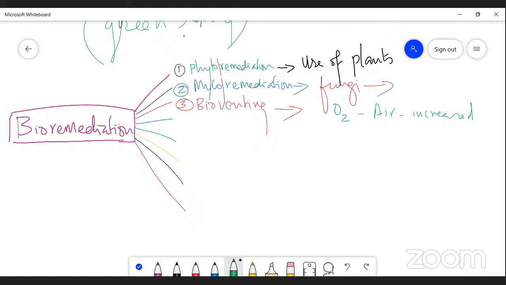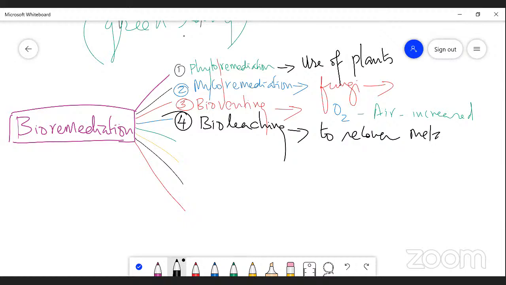So please understand. Next, the fourth type. The fourth type of bioremediation is bioleaching. Dear students, we are going to discuss a number of bioremediation types. Bioleaching. Actually, they selected some metals. Simply, bioleaching is a process by which the removal or recovery of heavy metals from the contaminated area takes place. Simply, it is to recover the metals which are found in a contaminated area, that is called bioleaching.